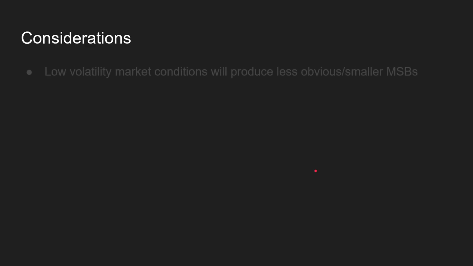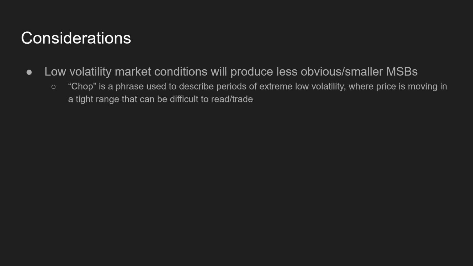We also want to consider volatility and volume. Low volatility market conditions will produce less obvious or smaller market structure breaks. A commonly used phrase by traders for low volatility markets, or really low volume markets, is chop. It's a phrase used to describe periods of extremely low volatility where prices are moving in a tight range that can be difficult to read or trade. Sometimes you'll see this in Bitcoin, where Bitcoin just enters some sort of pattern that's really tight, and there's no fluctuations.